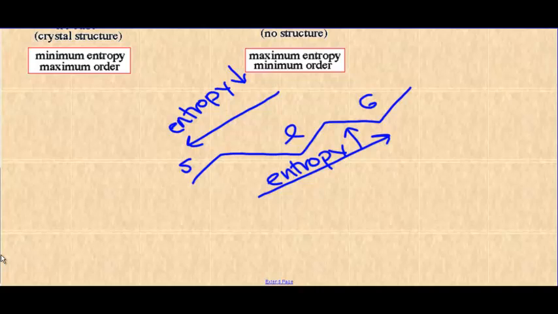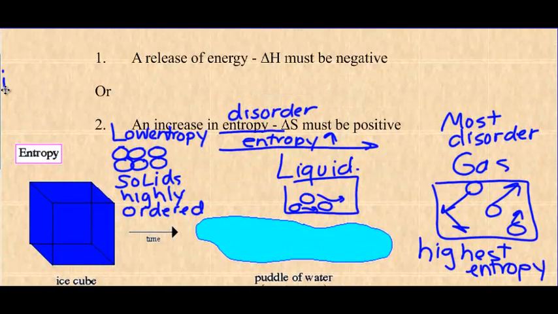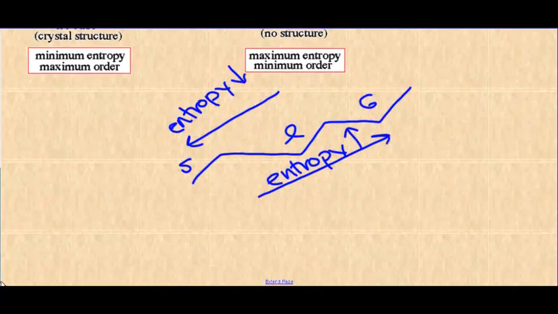So, if you ever ask yourself, why does anything happen? There's two reasons why things happen. Either delta H is negative, okay? You're releasing energy. You want to get to a lower energy state, or you're increasing the disorder. Those are the two driving processes for anything in the world to ever happen. One of these two factors must be true, okay? If both are true, it's always going to happen. If neither are true, it's never going to happen.